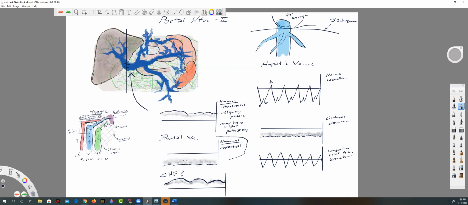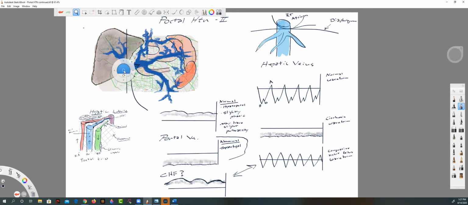A totally abnormal one would be reversal of flow. So this is hepatofugal. The flow is backwards in the portal vein, meaning the liver simply cannot handle the blood flow, and so it's going to send it backwards down the portal vein. And you know what? I'll jump to this. I only mentioned congestive heart failure because it has an analog to this waveform of the hepatic veins. So these are my hepatic vein waveforms over here.